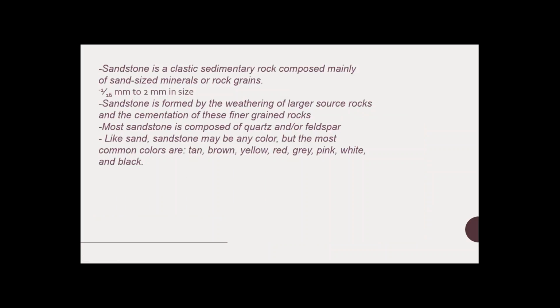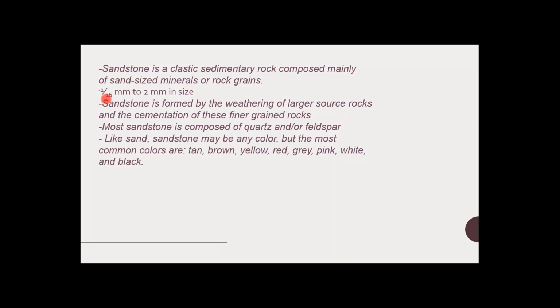Okay, so the next rock that we're going to go over that contains fossils is sandstone. So sandstone is a clastic sedimentary rock composed of mainly sand-sized minerals or rock grains. If you don't know what sand size means, there's actually a technical definition for what we consider sand. So when we go to the beach, anything that is between 1/16 to 2 millimeters in size is considered sand. Anything that's bigger than that is considered gravel, and anything that's smaller than that is considered silt.